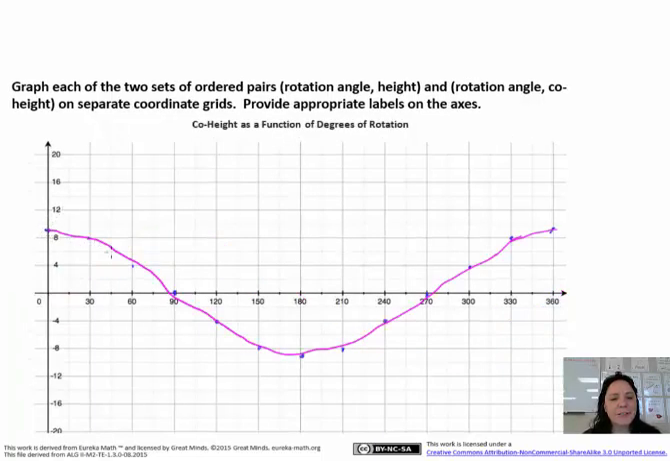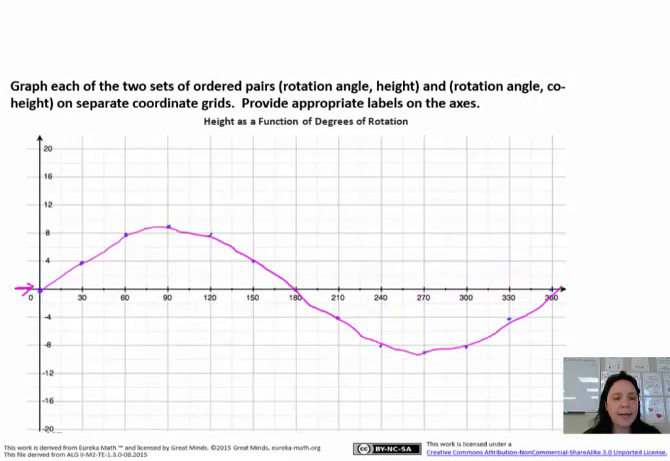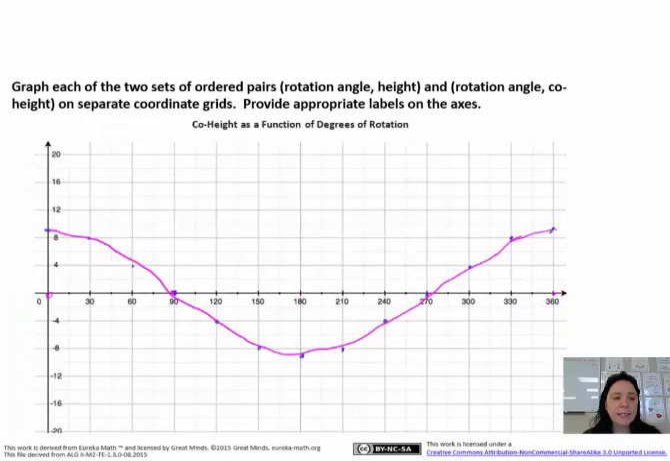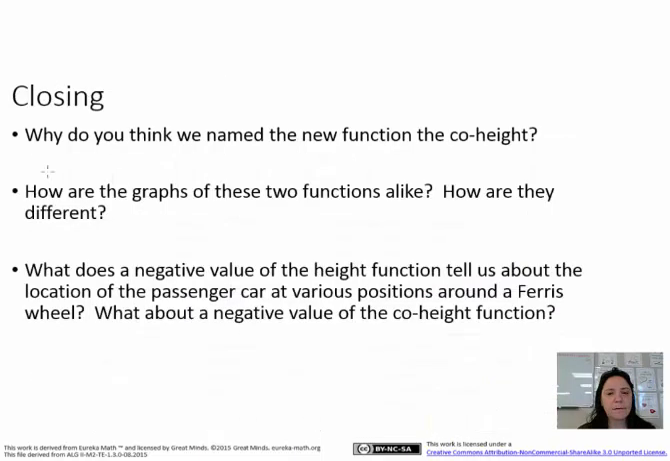Our co-height curve is also going through the x-axis, but it's going through at 90 and 270 instead of at 0 and 360. In fact, if we shift this whole curve 90 degrees in either direction, it's going to end up looking like our height curve. When we take this curve and shift it 90 degrees, it's going to end up looking like our co-height curve. So this was our interesting discovery from our paper plate model activity today.